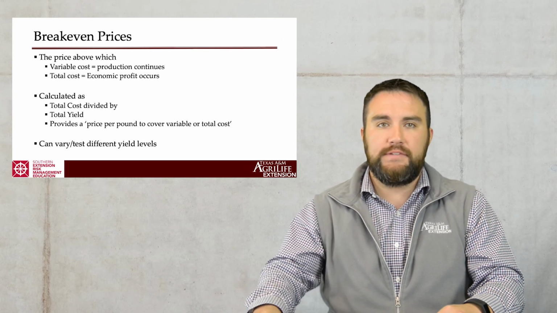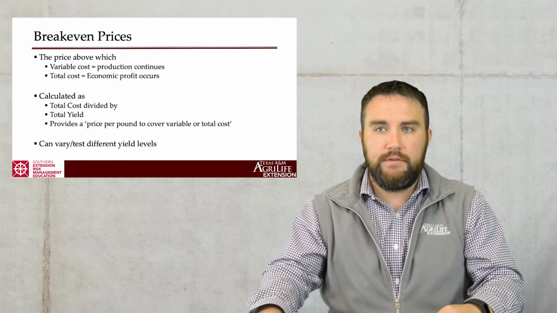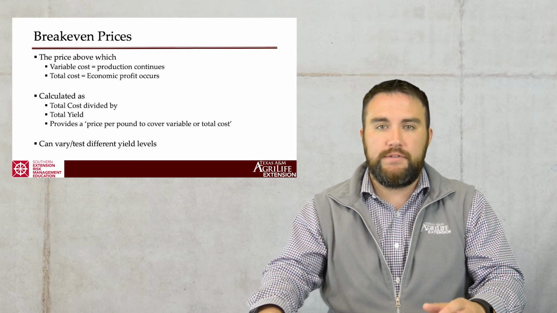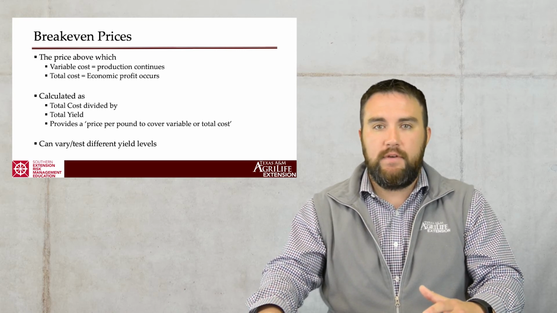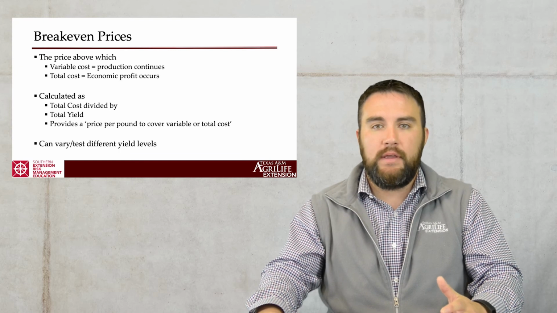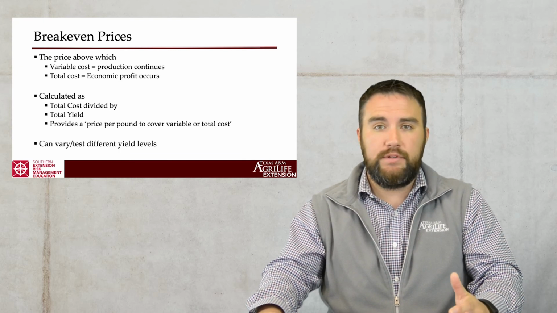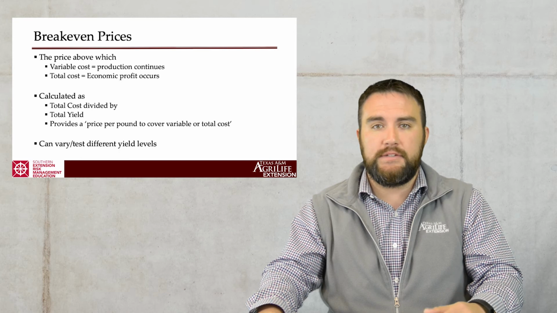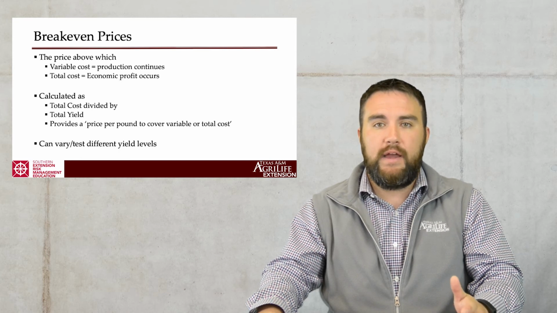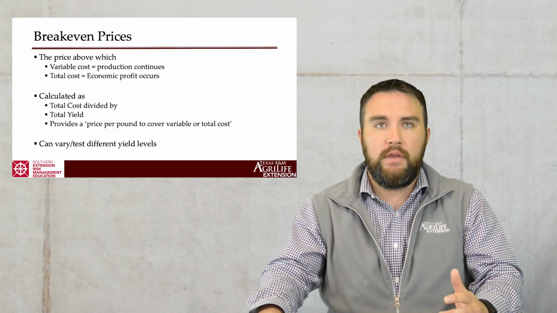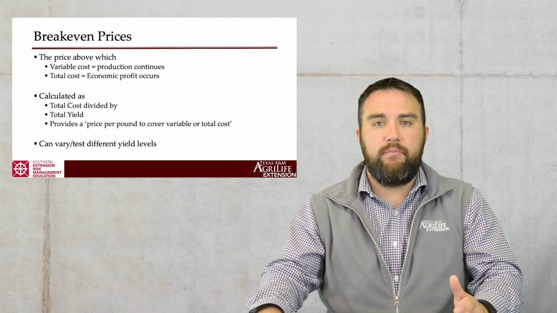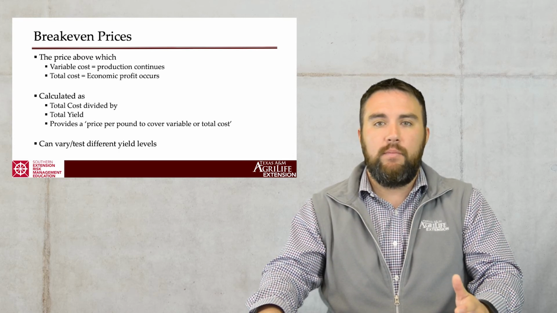This break-even price is going to vary depending on your different yields. So obviously if with a certain set of inputs you achieve 1,000 pounds of some product, but another set of inputs you achieve 1,500 pounds of a product, the break-even price for that higher production is going to be lower. We have tables on all of our AgriLife budgets that help you parse out what these differences are.